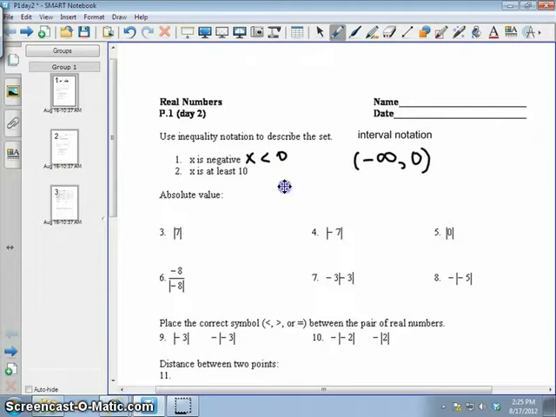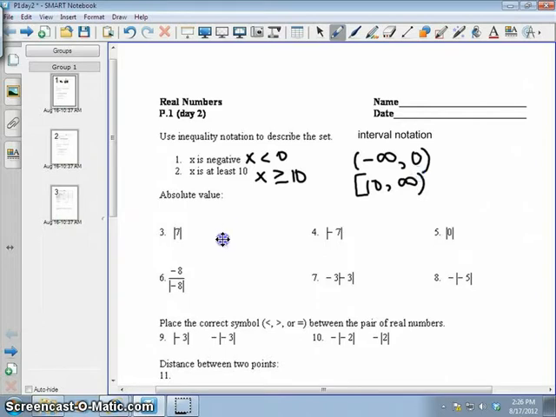X is at least 10, you're going to do X is greater than or equal to 10. The interval notation will be a square bracket because we are including the 10, and then positive infinity. The infinities always have a parenthesis next to them.